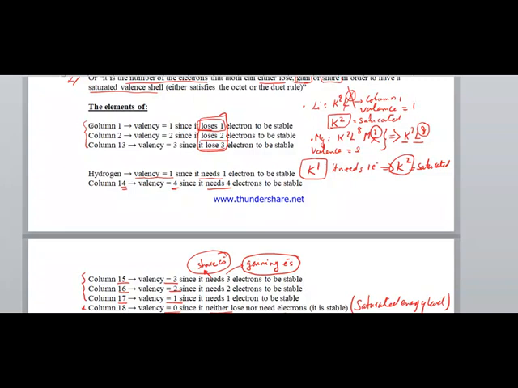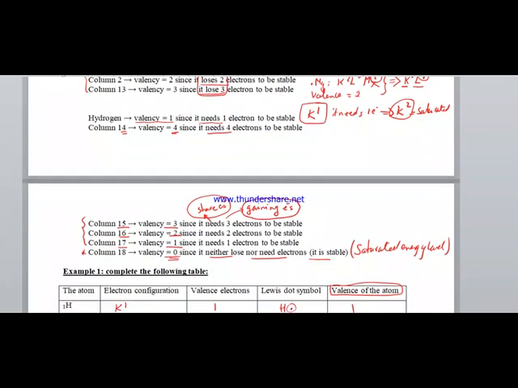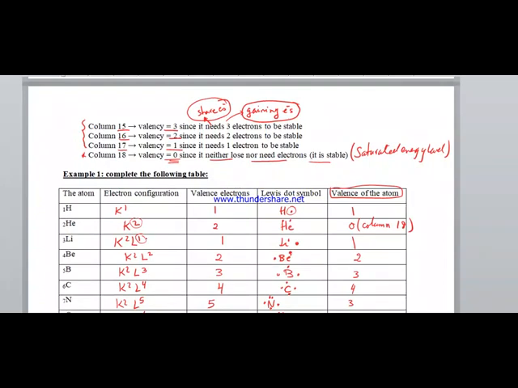Let's remember that any element of column 1 will lose 1 electron in order to be stable. Any element in column 2 and 13 will lose 2 electrons, or 3 electrons for the elements of column 13. If we look at the electron configuration of lithium, lithium has 1 valence electron, so it is in column 1, so it will lose this valence electron.